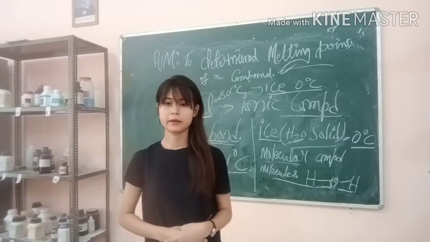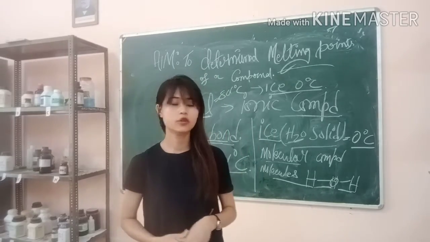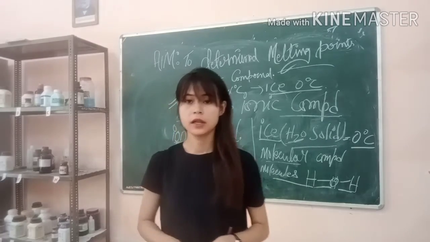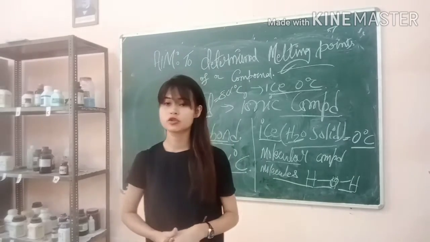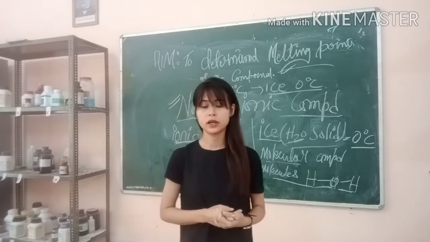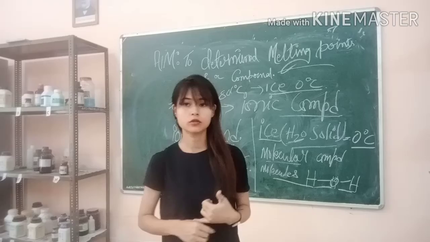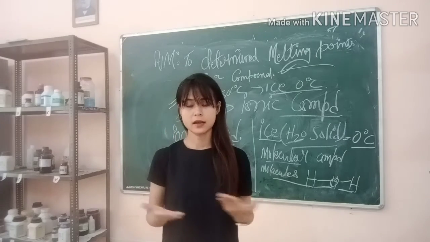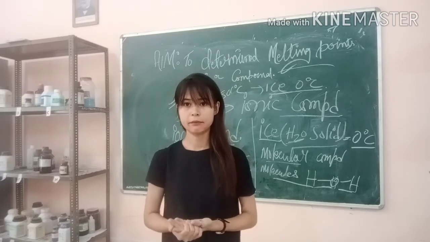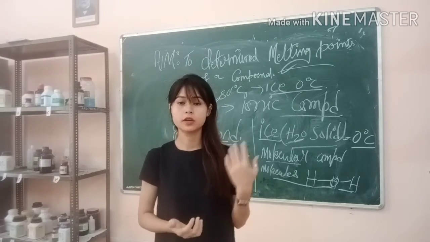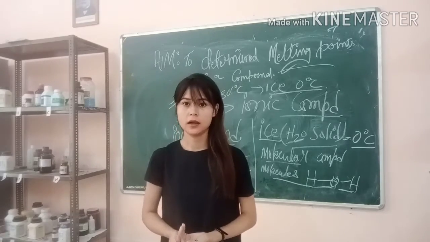So this is the second part of the video on the topic of how to determine the melting point of a compound. Now in this video I'm going to show you the apparatus required and also the chemical. Since it is just a compound, we will take any sample, for example NaCl or sodium bicarbonate, which we will be using in this experiment.